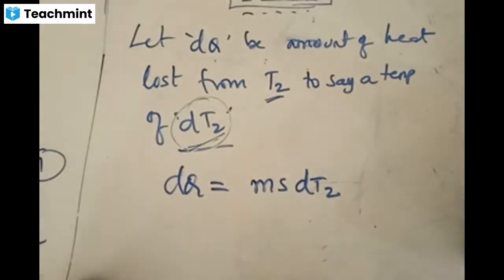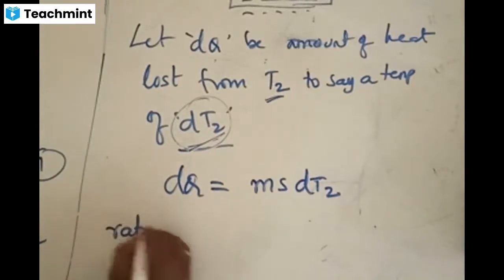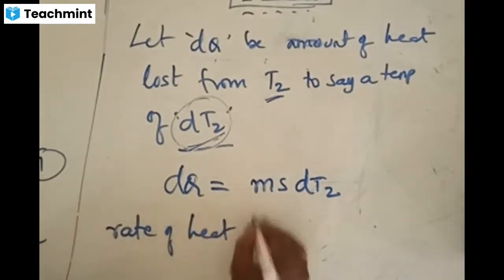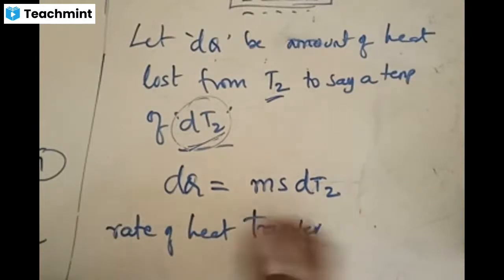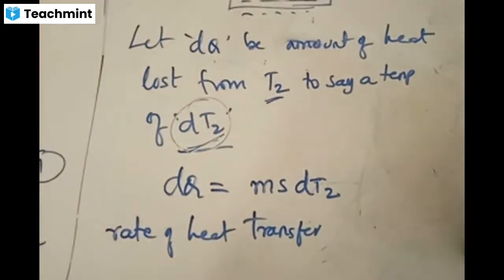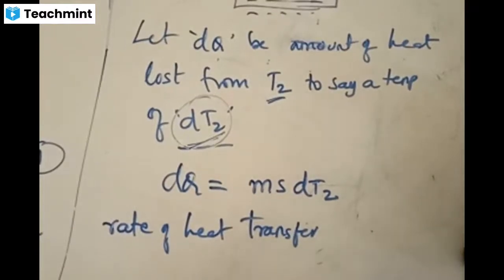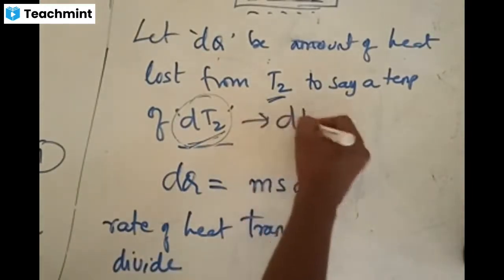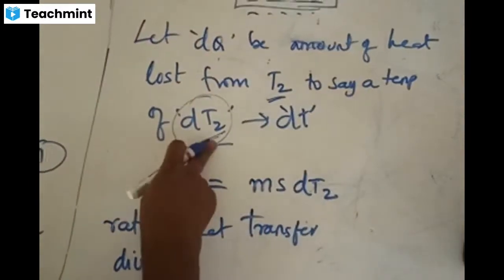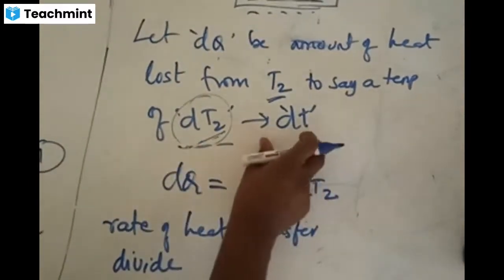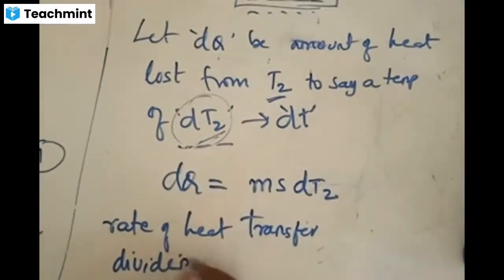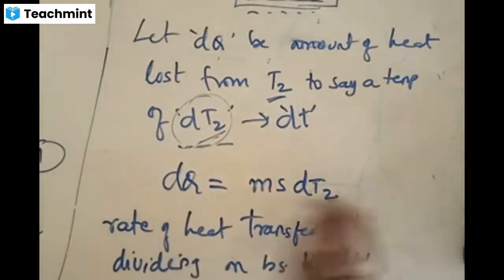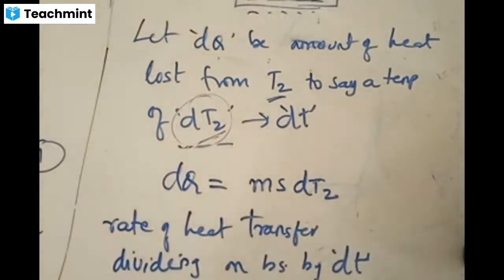But what we want is the rate of heat transfer, or heat lost. We want the rate of heat transfer because according to Newton's law of cooling, the rate at which heat is lost is proportional to the temperature difference. Therefore, to get that, we divide both sides of the above equation by the time. Let dt be the time taken for this change of temperature. Accordingly, we divide both sides by dt.